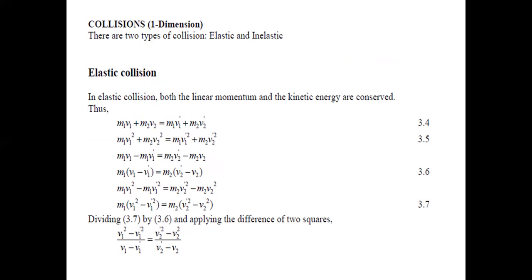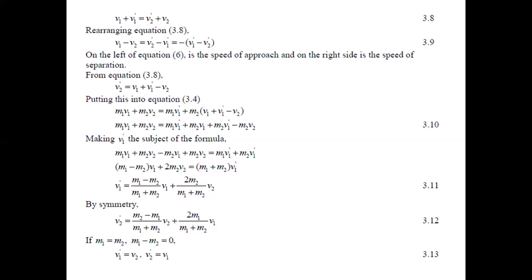So once you have got any of them, you can easily get the other one by making the appropriate substitutions. Just swapping 2 for 1 and 1 for 2. Look at V1 prime: (M1 minus M2) V1 plus 2M2 V2, over M1 plus M2. Because of the symmetry, V2 prime equals just swap 2 for 1 and get your answer.